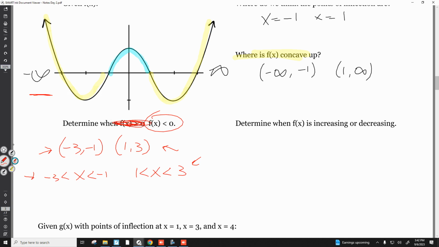Okay, next one. We did negative, so why don't we go with increasing? When is the function increasing?